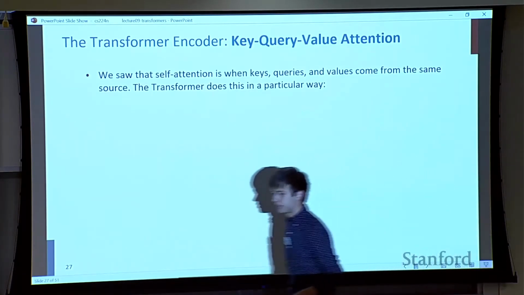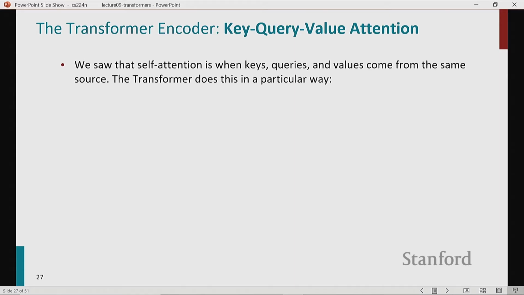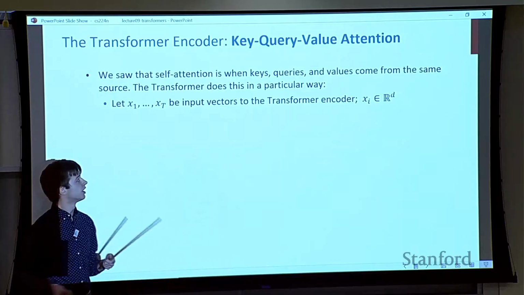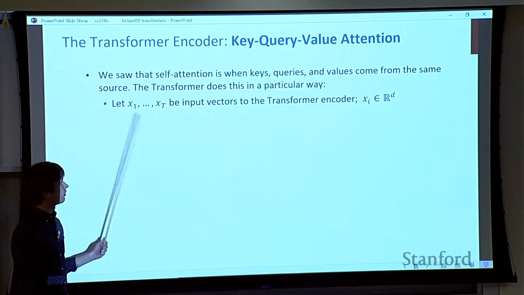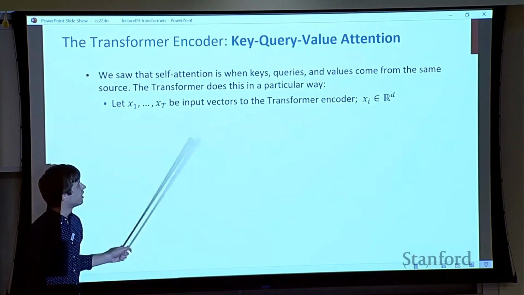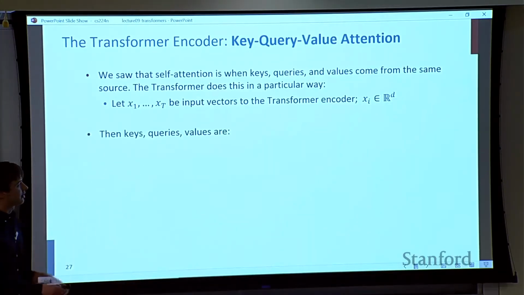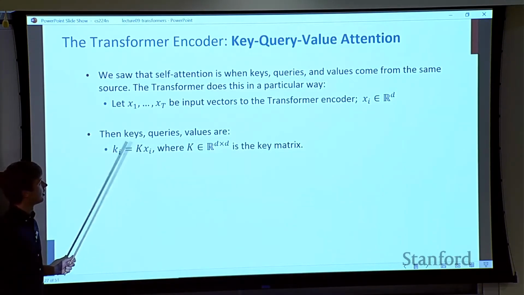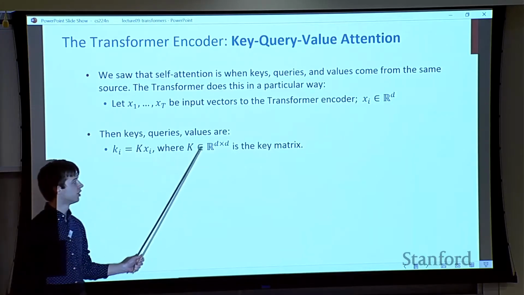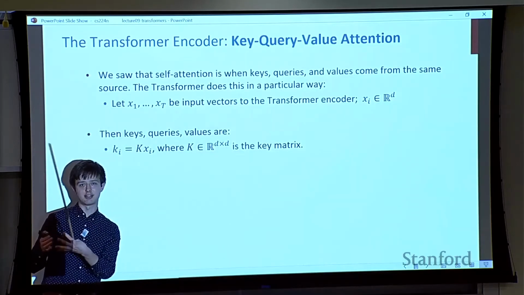So here's how the transformer builds the key, query, and value vectors. We have x1 to xT, the input vectors to our transformer layer. And we're talking about the transformer encoder here. So we have one of these vectors per word, you can say. And again, each xi is going to be a vector of dimensionality d. And here's how we compute the keys, queries, and values. We're going to let each key, ki, which we saw before, be equal to some matrix K times xi, where K is d by d. So this is a transformation from dimensionality d to dimensionality d.